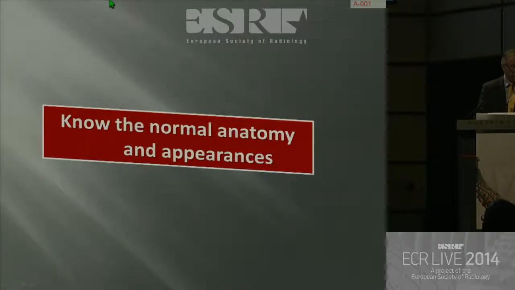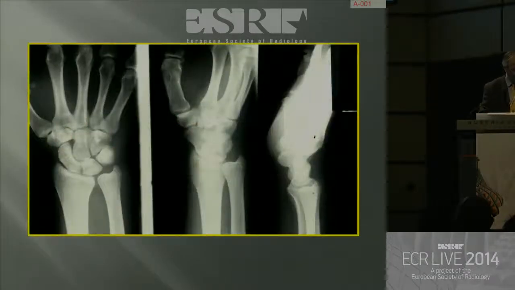The other message to take away from this lecture is know your normal anatomy and appearances. If you do not know what the plain film looks like normally, then it's very difficult to make a diagnosis of an abnormality. Here's just an example of a normal wrist with the different views, the AP, the oblique, and the lateral, all giving you different information about the relationships of the carpal bones. And any examination of junior trainee radiologists should, in my view, include an examination to test their knowledge of normal anatomy. So remember, it's absolutely vital.